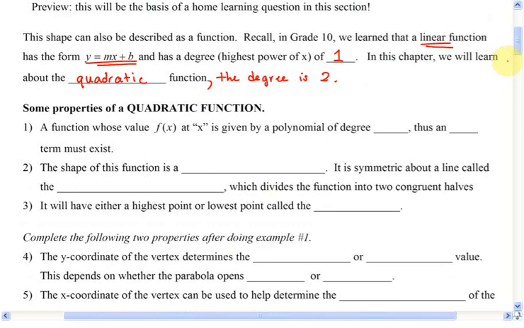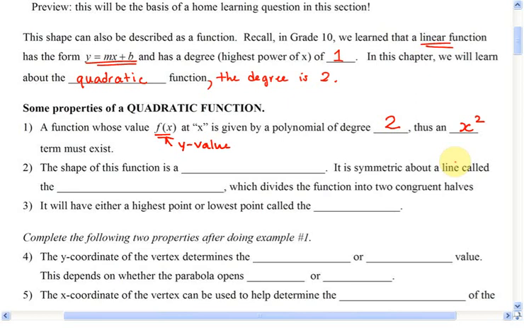Okay, so let's look at some properties of this quadratic function. Okay, so this is what we want to do today. A function whose f of x, now that just means the y value, at x is given by the polynomial of degree 2. So remember what I'm saying for a quadratic function is you must have a polynomial with degree 2, meaning you've got to see this x squared. In grade 10 you just looked at x by itself with a line. Now you're in grade 11, you're more sophisticated, you have to look at x squared.